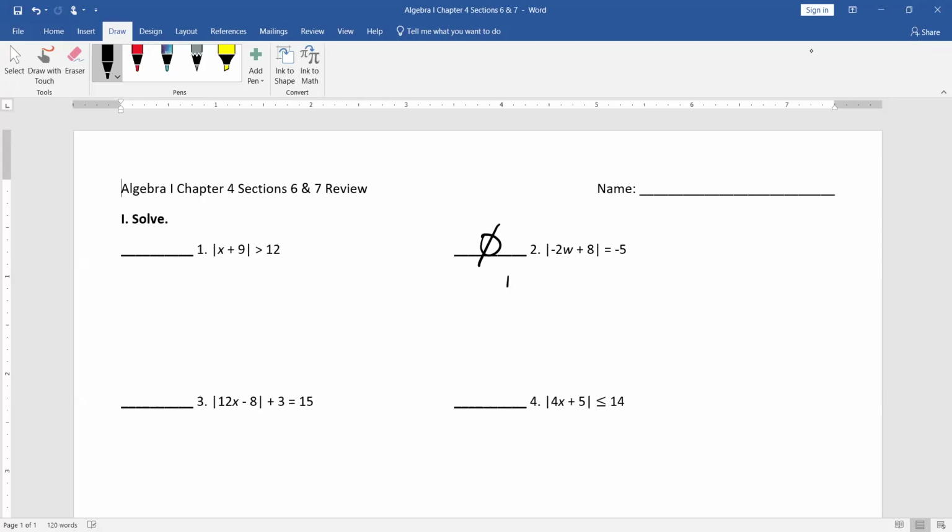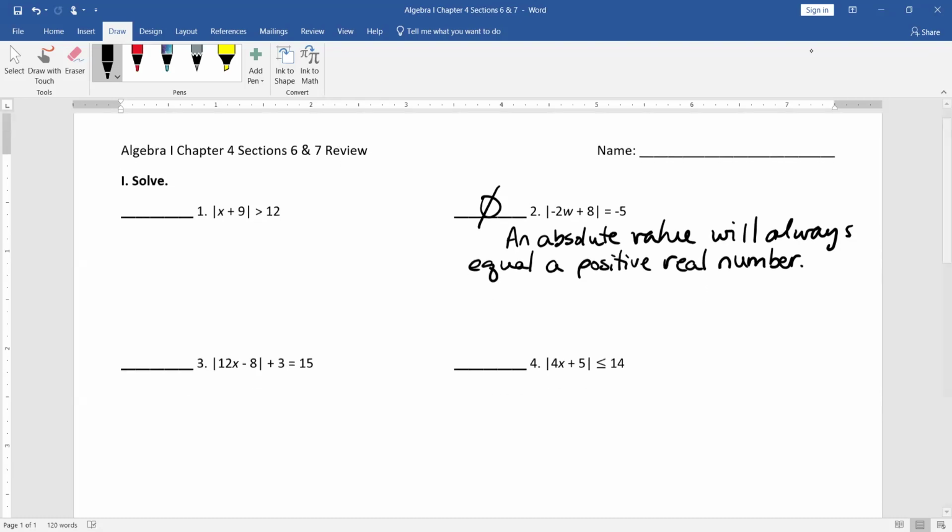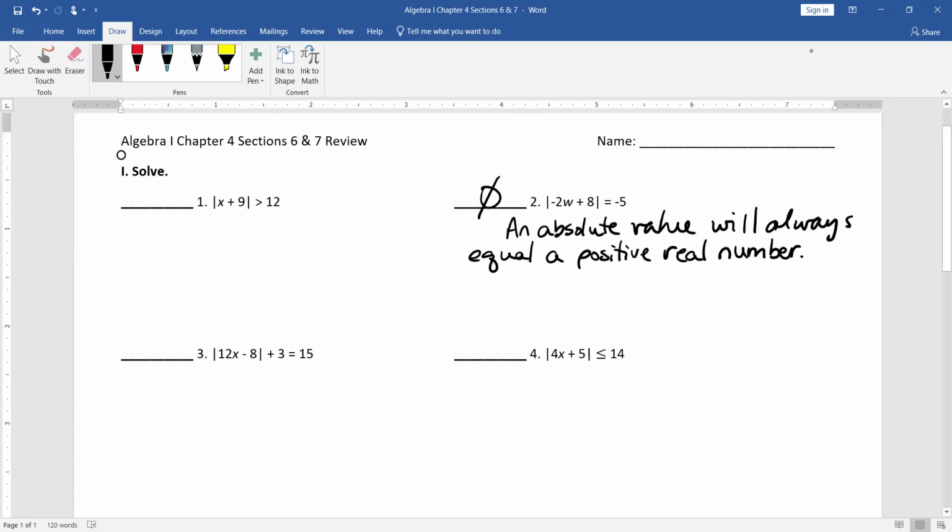An absolute value will always equal a positive number. Okay, so that's pretty much it. That's the point of that entire problem.